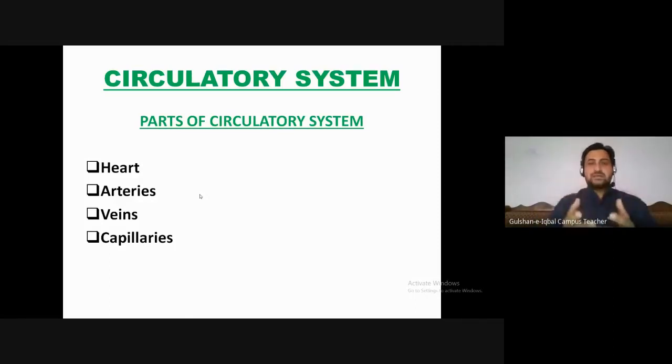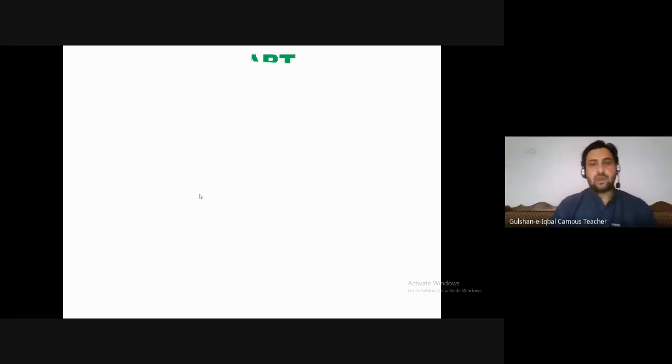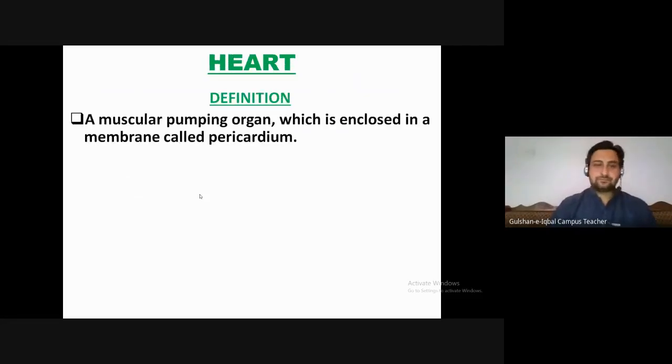Now we are going to discuss all these parts in detail, what these parts look like and what functions they perform. Let's discuss them one by one. First of all, the heart. What is the heart? The heart is a muscular pumping organ which is enclosed in a membrane called pericardium. See, the heart is muscular, made up of muscles known as cardiac muscles. Second, it's a pumping organ. Anytime, what is it doing? It's pumping the blood.